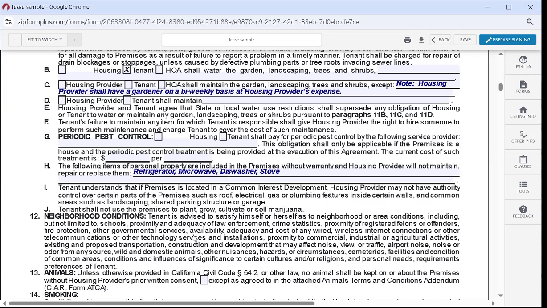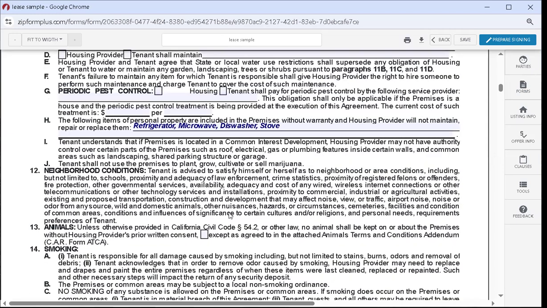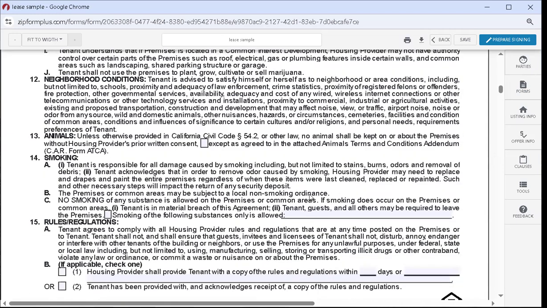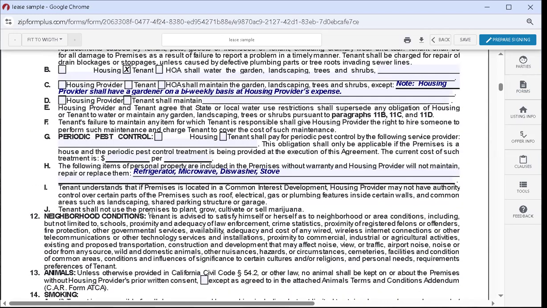Do you not want to repair these? Do you not want to warranty them? If so, then we need to put those appliances in H. So that protects the property owner. So animals, unless otherwise agreed to in the attached animal terms and condition addendum. So the stoves, even though attached, seller has no obligation, I mean, the landlord has no obligation to repair, even though it's attached.